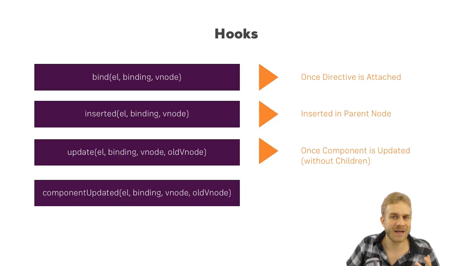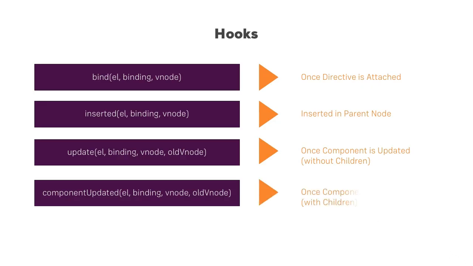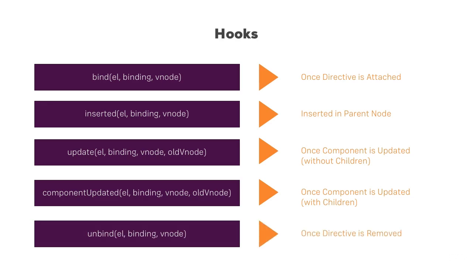We also got component updated. That is called once the component has been updated and the children in the component. So once everything has been updated. The arguments are the same as in the update method. And we got unbind. That is whenever the directive would be removed. And there we also got the element, the binding, and the current virtual node.